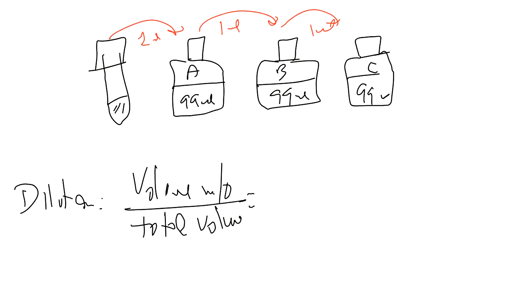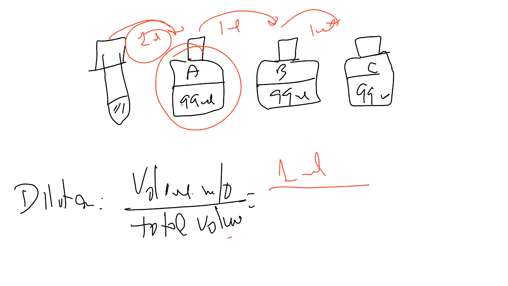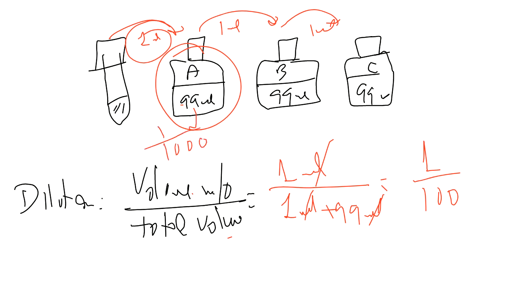So the first one would be: volume of the microorganism is 1 mil. Total volume is 1 mil plus 99 mils. The mils cancel, and that gives you 1 over 100. So this one right here is a 1 over 100 dilution. Notice you don't have to get rid of any decimals. You just get an answer immediately.